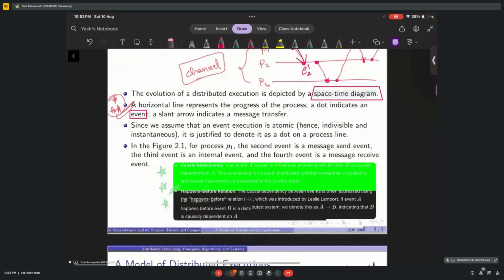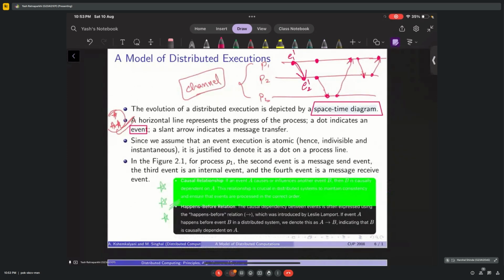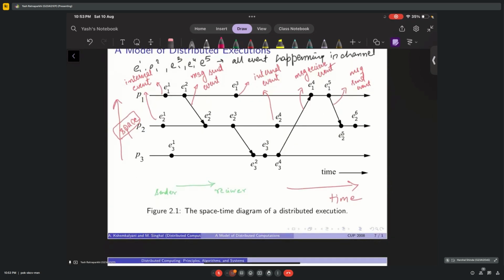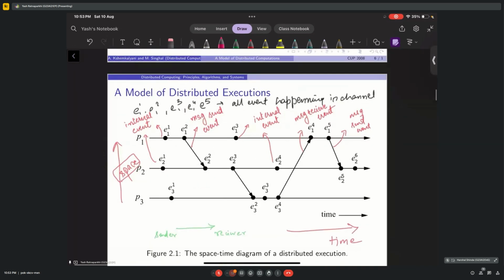Okay. Since we assume that an event execution is atomic, as I told in the previous slide, that it is indivisible, we can directly put a dot symbol to denote a particular event that is happening in itself. In figure 2.1, for process P1, the second event is a message send, the second and third events are internal, and the fourth is the message received. If you see this, you will understand that E11 as a whole is not taking part in any message exchange, right? Not sending or receiving.